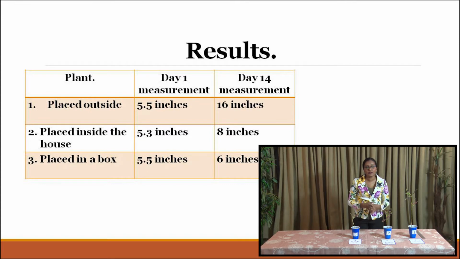So we could say that when plants are exposed to light, they grow better, or you could say faster too, right? The result on the screen shows that when the plant was placed outside, it was 5.5 inches the first day, and on the 14th day, it measured 16 inches. Plant 2, which was placed inside the house, on the first day, measured 5.3 inches, and on day 14, it measured 8 inches. And plant 3, which was placed inside a box, on the first day, measured 5.5 inches, and on the 14th day, it measured 6 inches.